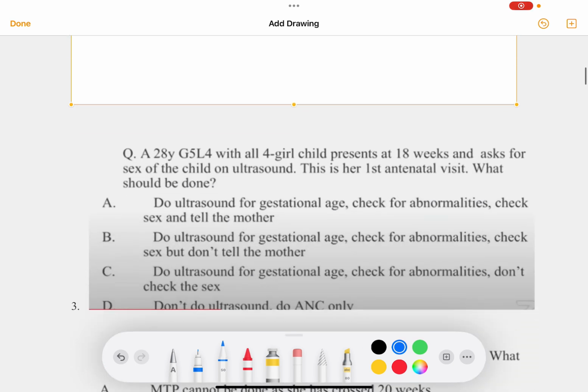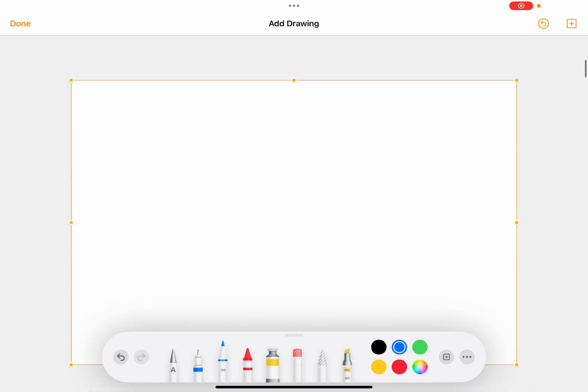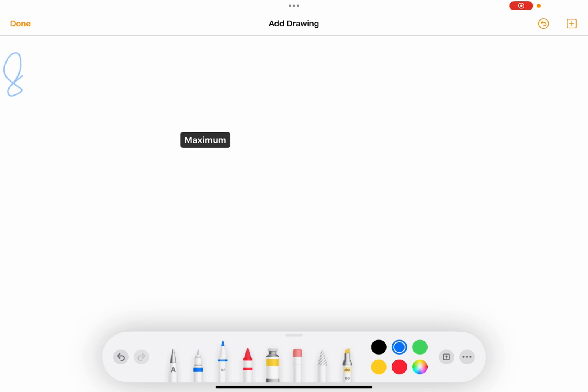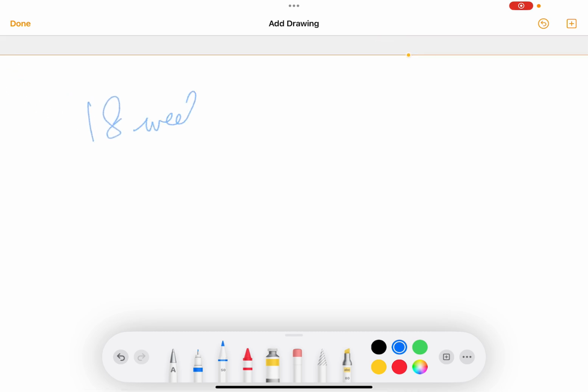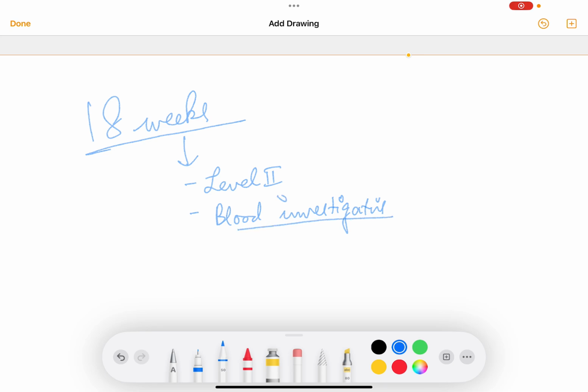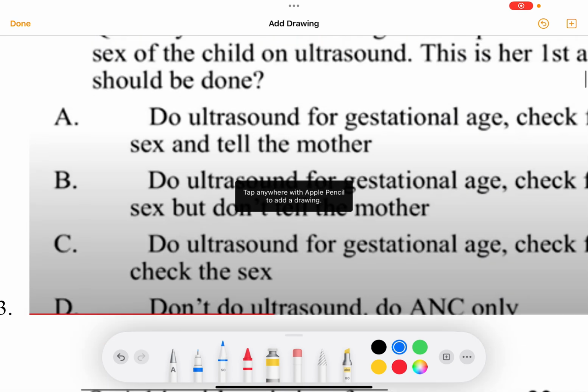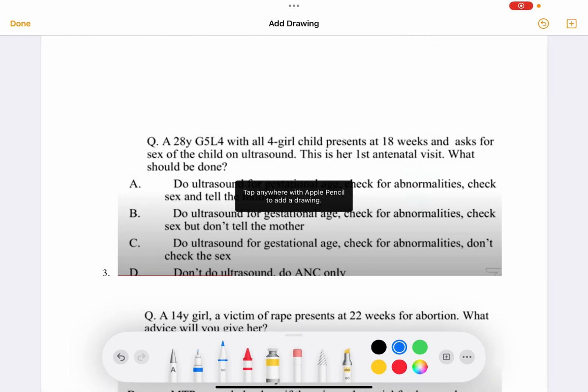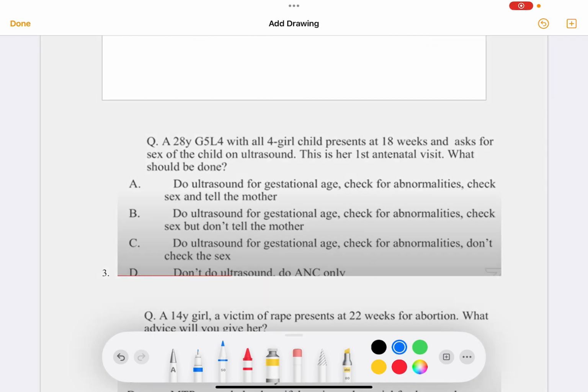So if the patient presents for the first time at 18 weeks period of gestation, what are the things which are due? One is level 2 ultrasound has to be done for the patient. Then the patient's blood investigations have to be done because the patient has not come to hospital before. So this will be the option which is most appropriate: do ultrasound to check for the gestational age. Option C, check for abnormalities also. You have to check for abnormalities, but don't check the sex of the patient.